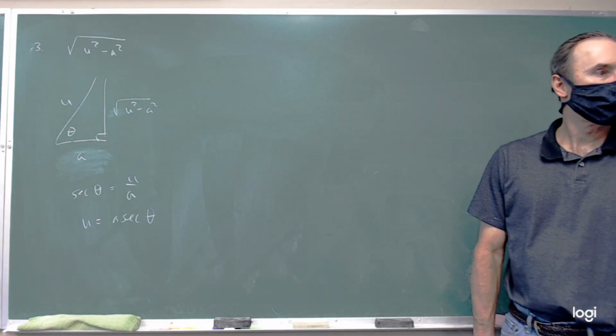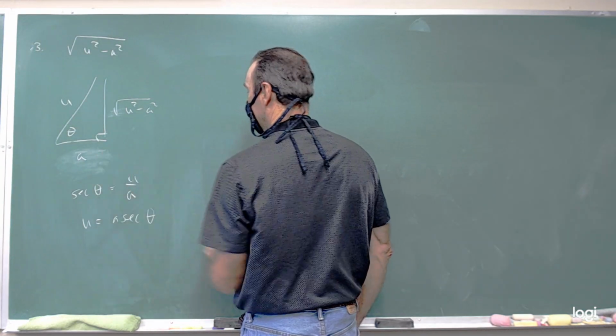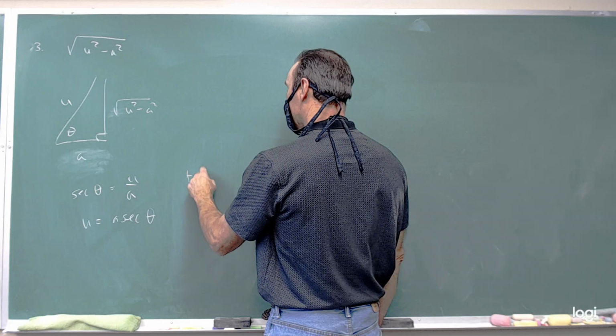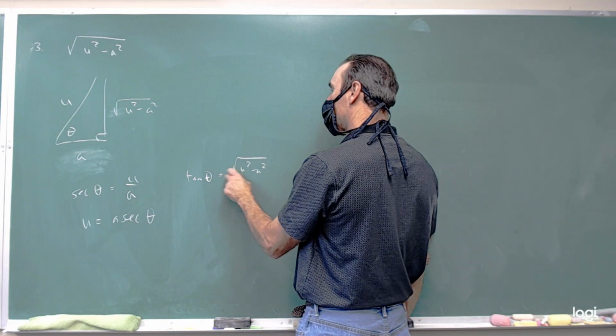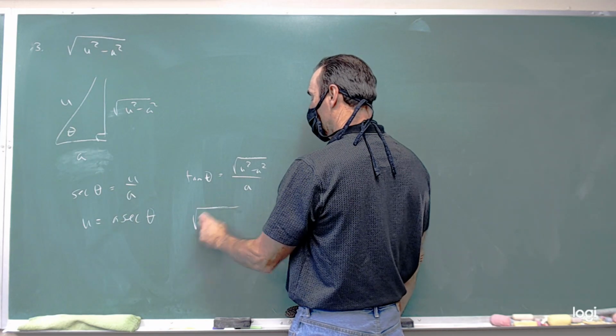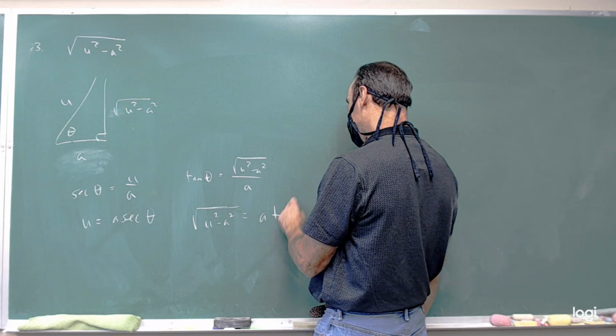And our radical, we're going to connect also with our a. So we're going to get the tangent of theta is the square root of u squared minus a squared over a. So we're going to say that our radical is going to be a tangent theta.